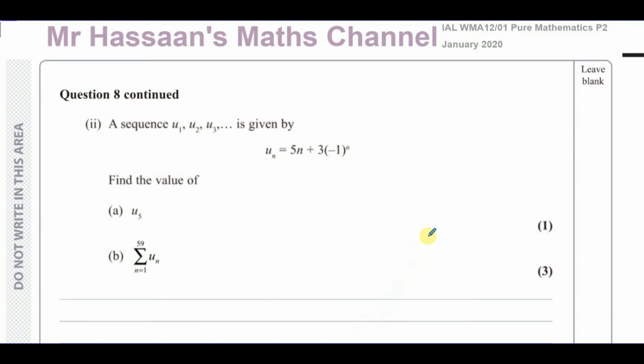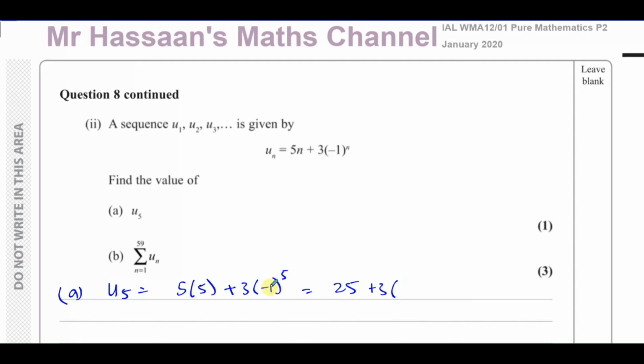Okay, now for question 8, part 2, about sequences. It's given us a sequence u1, u2, u3, and so on. It is given by un equals 5n plus 3 times (minus 1) to the power of n. Part A says find the value of u5. So basically, simply we replace the n with whatever term we're looking for. We're looking for the fifth term. So we replace the n with 5. So it's going to be 5 times 5 plus 3 times (minus 1) to the power of 5, which gives you 25, and you have plus 3 times.